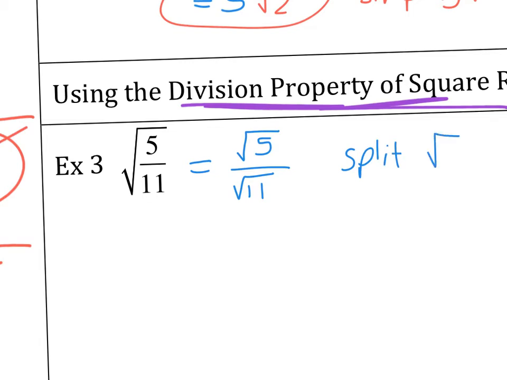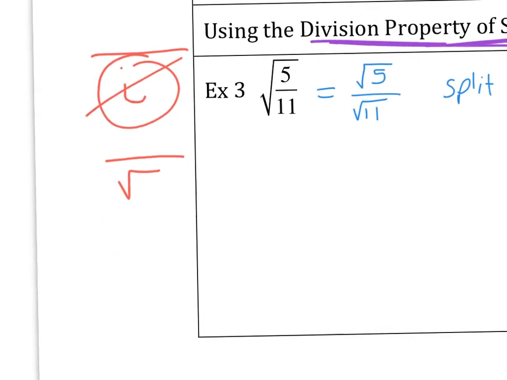So we split the radical in the numerator and denominator. Of course, this now violates the third part. I'm not supposed to have radicals in the denominator. So what magic trick can I use to get rid of a radical downstairs? This is where rationalizing comes in.